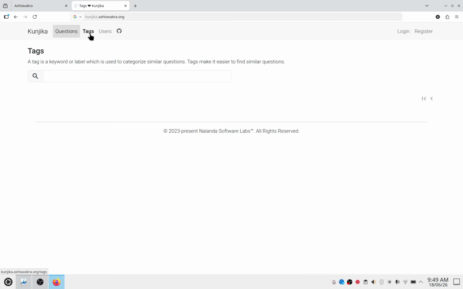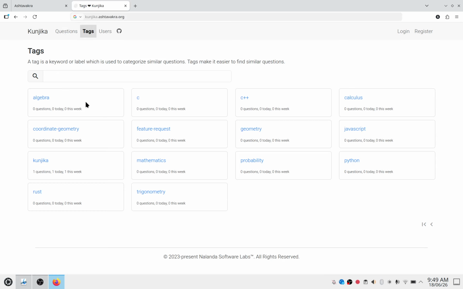So you have got these tags. For example, if you are asking questions about algebra, you should tag them algebra. For trigonometry, you should tag them with trigonometry. For coordinate geometry, you have this. Calculus is also there, probability is there. So you can ask questions on this. Others are programming and Kundiga related tags.